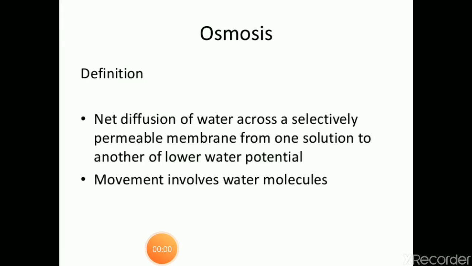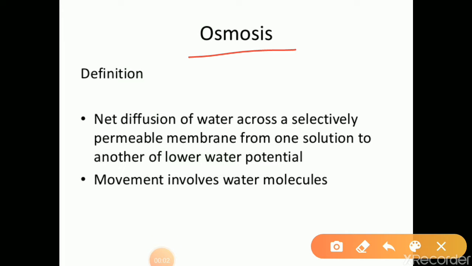Okay. Next we can learn what is osmosis. Actually, osmosis is the process by which water molecules will move from a higher concentration to a lower concentration through a semi-permeable membrane or selectively permeable membrane. This process we can call osmosis.